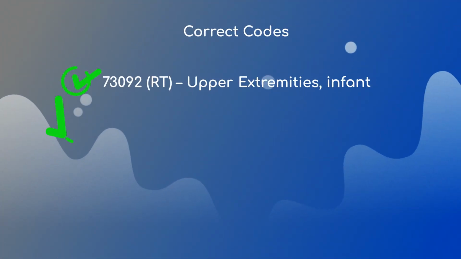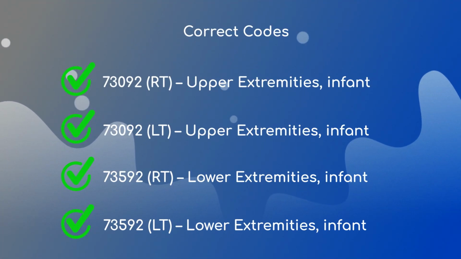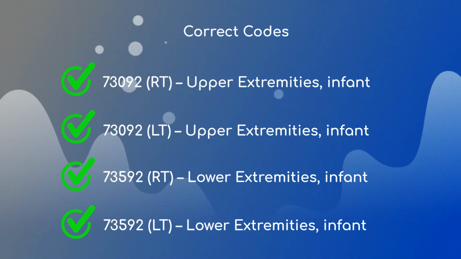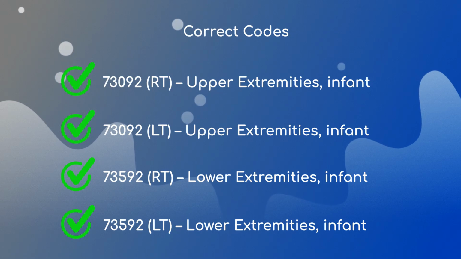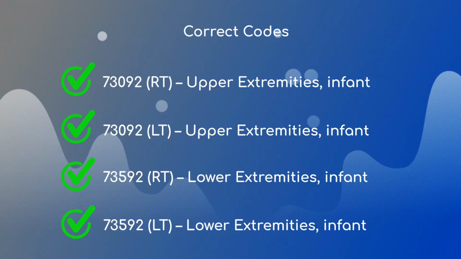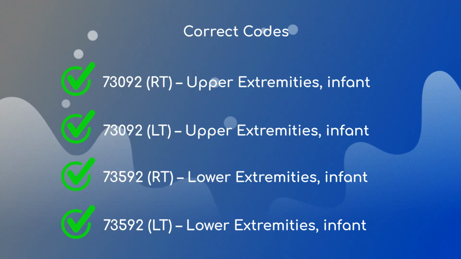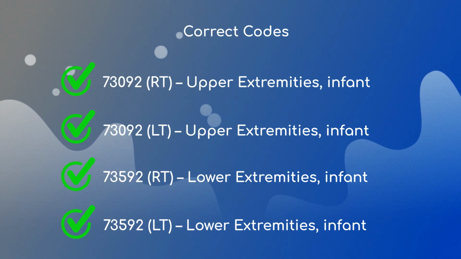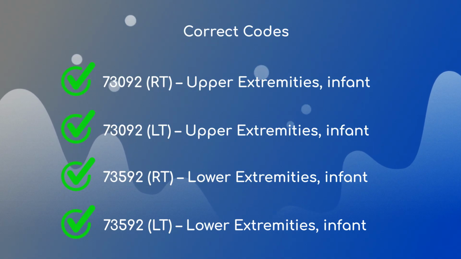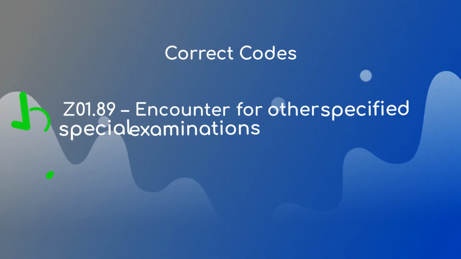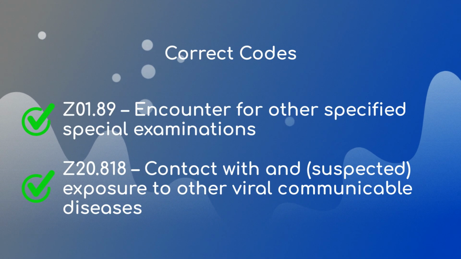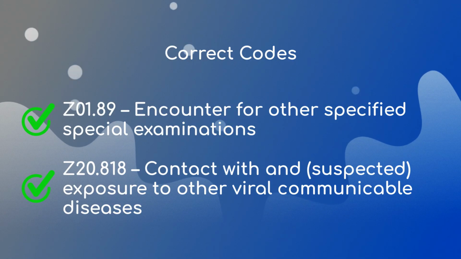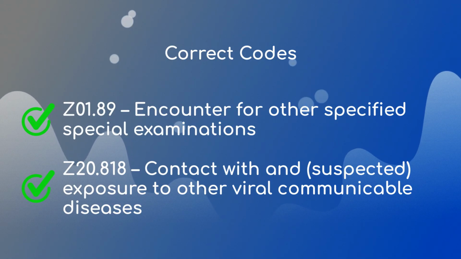Correct codes for this case include 73092, right upper extremities, infant, 73092, left upper extremities, infant, 73592, right lower extremities, infant, and 73592, left lower extremities, infant. Z01.89, encounter for other specified special examinations. Z20.818, contact with and suspected exposure to other viral communicable diseases.